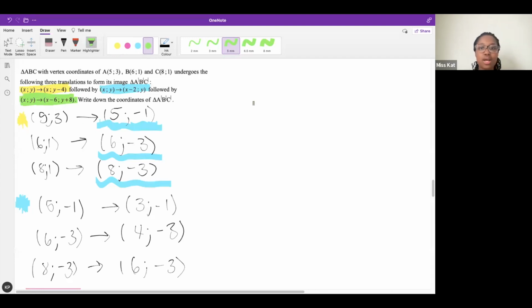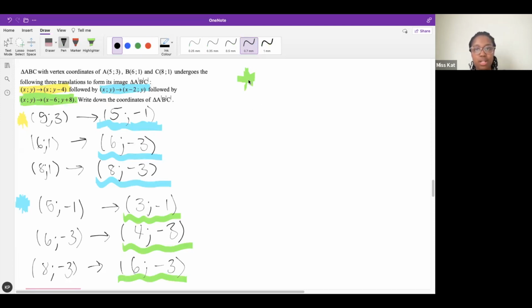So now we're going to the green translation. So now our original ones are these ones over there. Now let's do the last ones. So let me write down the original ones now. We're going from 3, -1, 4, -3, and 6, -3. So going from 3, -1, this time we are subtracting 6 from X and adding 8 to Y. So what's my new coordinates for this one?